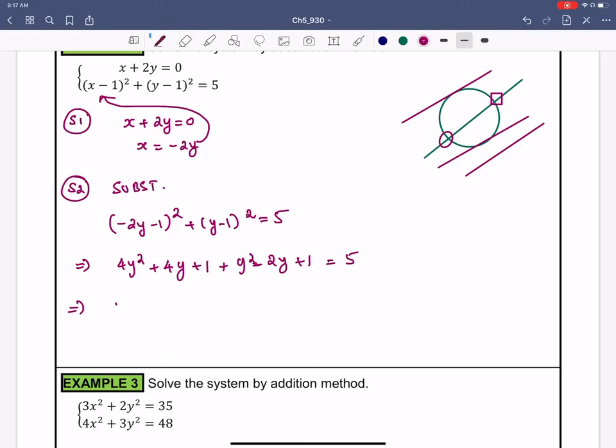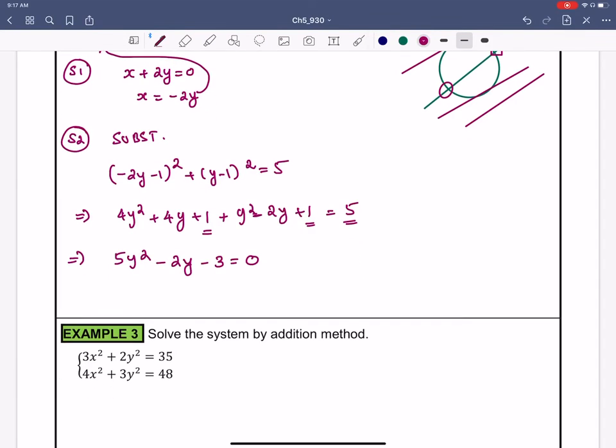And if I simplify this, I would have 5y squared minus 2y. This is 1 plus 1 is 2, and then there is a minus 5. If I bring it in, it's going to be minus 3 equal to 0. Again, you can use the quadratic formula, or you can factor it out, whichever is convenient for you. If you factor this one out, you will see that the factoring is going to be 5y plus 3, and y minus 1.